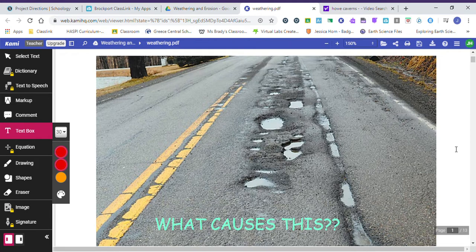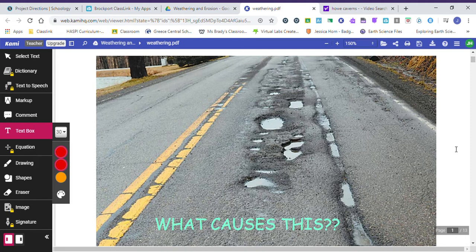Today we get to start a new unit. This is our next unit in our notebook. And it's one of my favorites because you can look around outside, even out on the road in front of your house, and you can see evidence of what we're going to study about. We're going to talk about weathering and erosion. Today, we're just talking about weathering and what can cause something like this on the road.